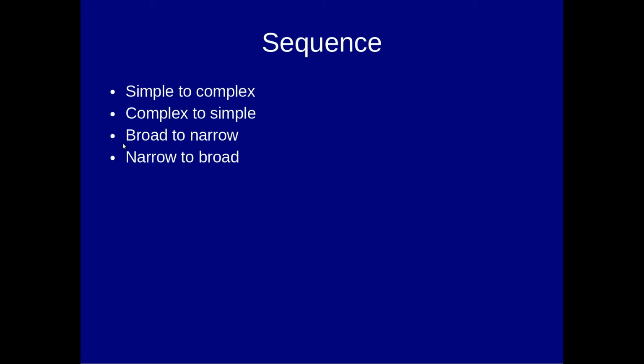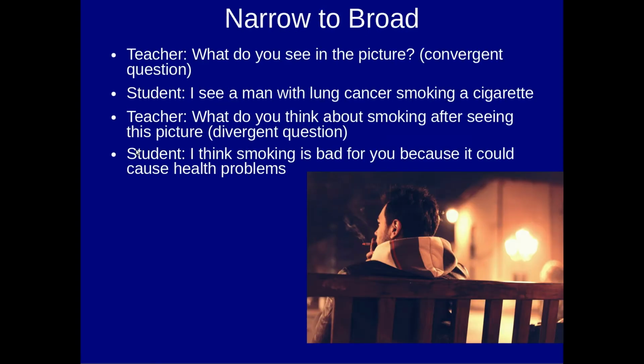So what do I mean in particular about broad to narrow, narrow to broad? I want to focus on the last two bullets. Let me give you an example. So here is an example of a sequence of questioning that goes from narrow to broad. By narrow, we mean there's not many answers. And by broad, we mean that there are many answers. So in other words, narrow to broad is going from convergent questioning to divergent questioning.